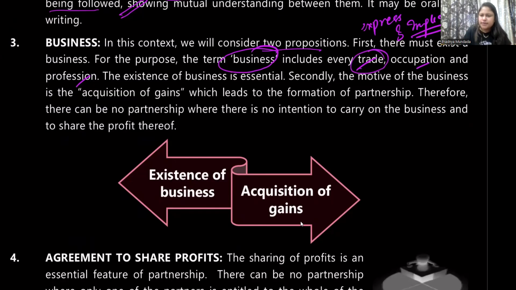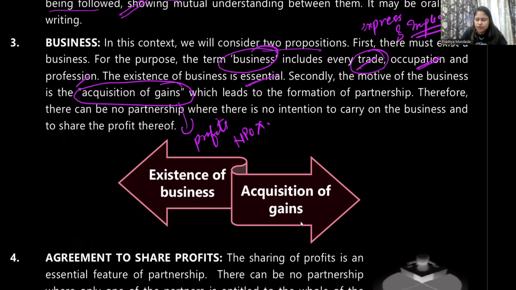You do trade, occupation, or profession. Trading is a business, occupation could be any practice that you're doing, and you can practice a profession. Doctors also can come together and form a partnership. CAs will do partnership only. So in professions also you'll usually see partnerships working. The existence of the business is essential. Secondly, the motive of the business is compulsorily the acquisition of gains, only for profits. So if you talk about NPOs, there is no such concept. Therefore, there can be no partnership where there is no intention to carry on business and to share the profits thereof.